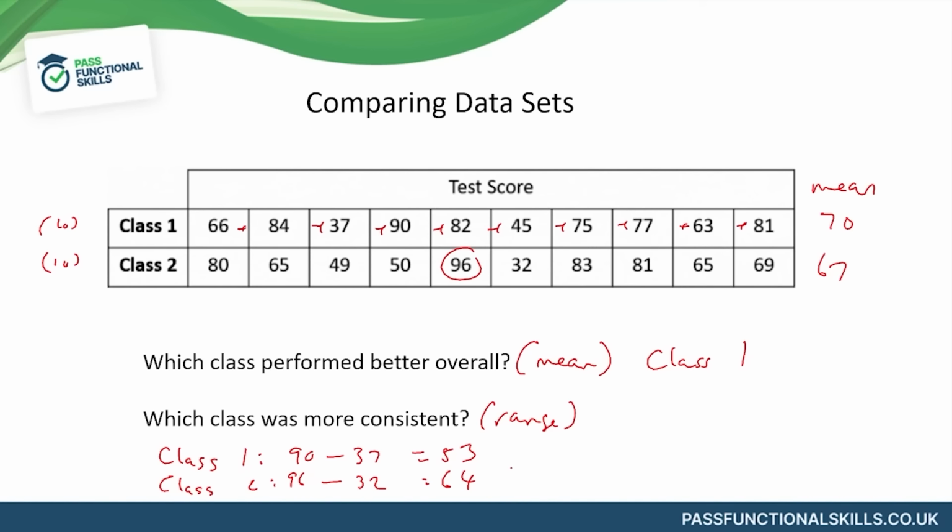Okay, so when it comes to range, the narrower or the smaller the range, the more consistent. So let's just write that down. Smaller range equals more consistent, and bigger range, less consistent.